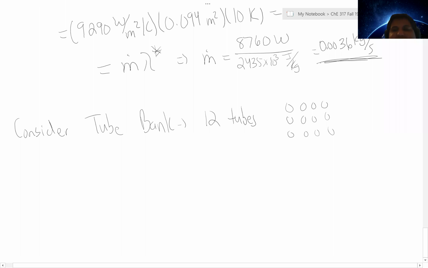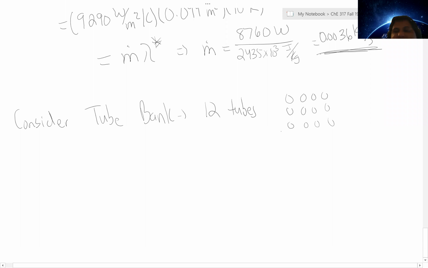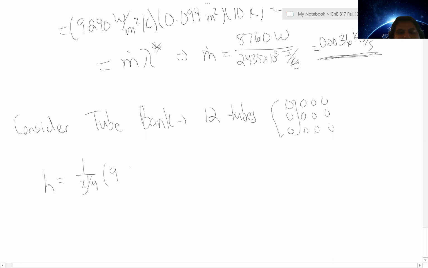to modify our solution, all we would have to do is solve for our new H, which is going to be 1/3 to the 1/4 power times our 9,290 watts per meter squared Kelvin, which doing that, we get a value of about 7,060 watts per meter squared Kelvin.